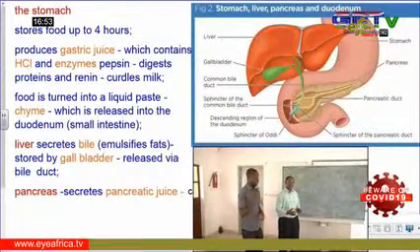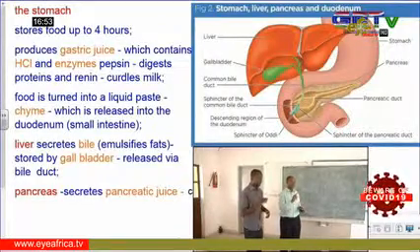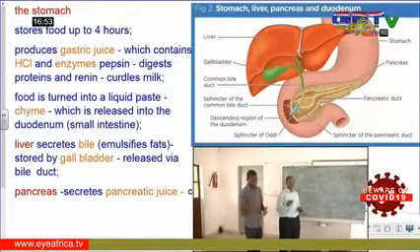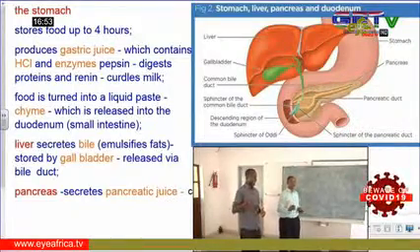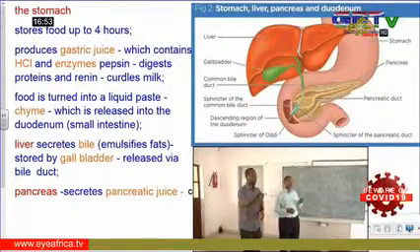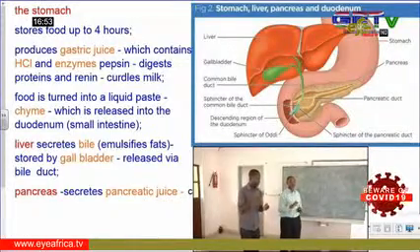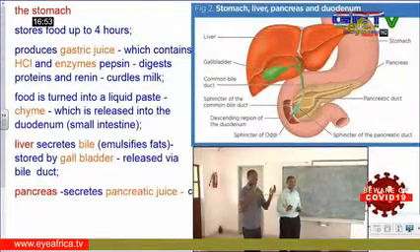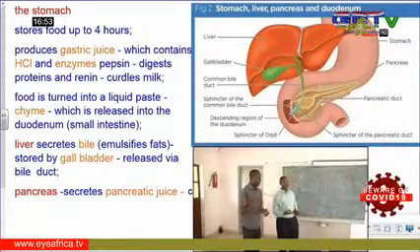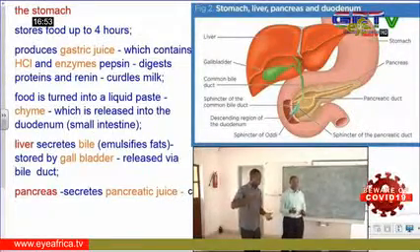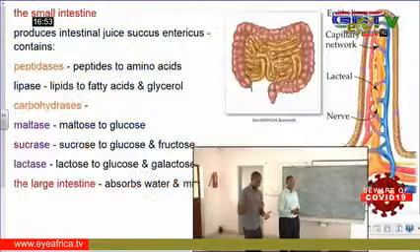And when it is necessary, that is when there is food in the duodenum, the bile is released through the bile duct. Now you can see on the right, the pancreas will also secrete pancreatic juice. This pancreatic juice contains enzymes for all the kinds of food, which include trypsin for the proteins, amylase for the carbohydrates, and lipase for the lipids, that is the fats and oils that we eat.